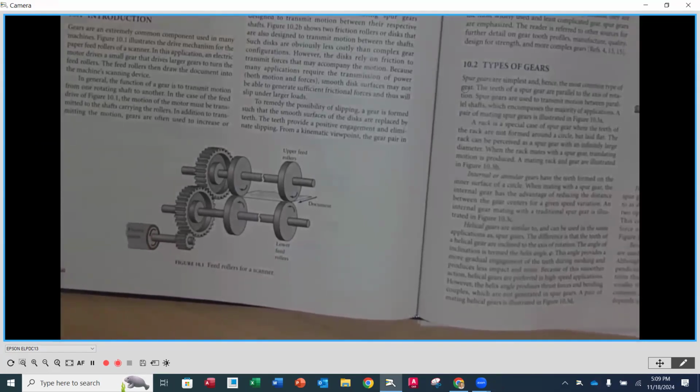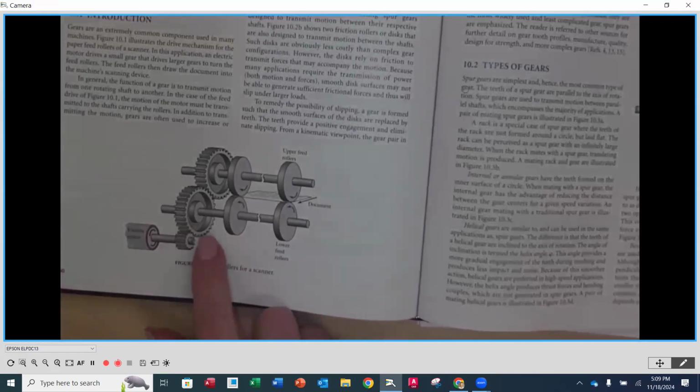Now that gear is a smaller gear. This is going to be our higher speed gear, and it's called the pinion. And it's engaged with a larger gear. And when we have a set of gears that are in engagement, the smaller of the two is called the pinion. The larger of the two is called the gear. So the gear that's here is larger, but basically because it has more teeth around it.